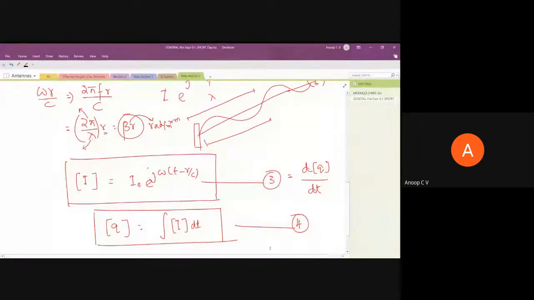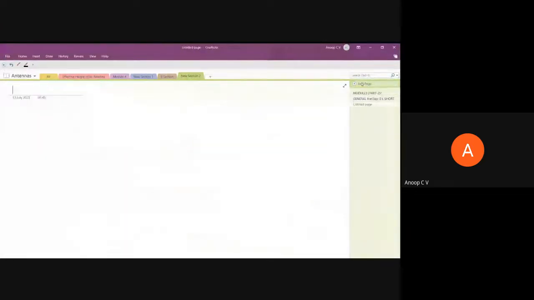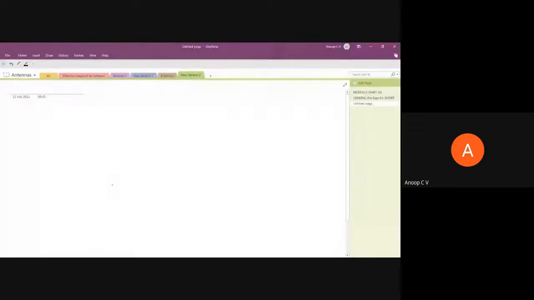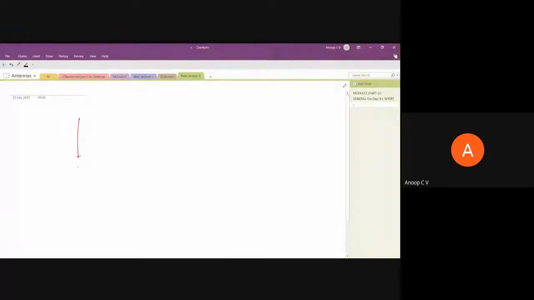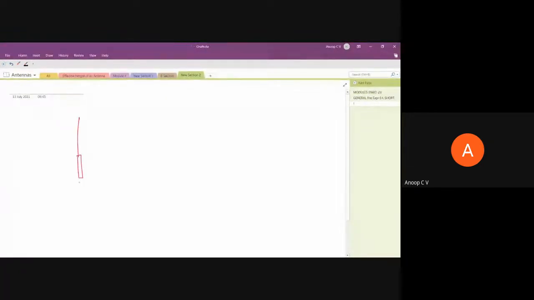So now we'll move ahead and obtain the field expression as such, right? To obtain the field expression, I'll draw the diagram once again. For the exam, they may ask you to derive the field expression, or they may ask you to find out the radiation resistance, right?